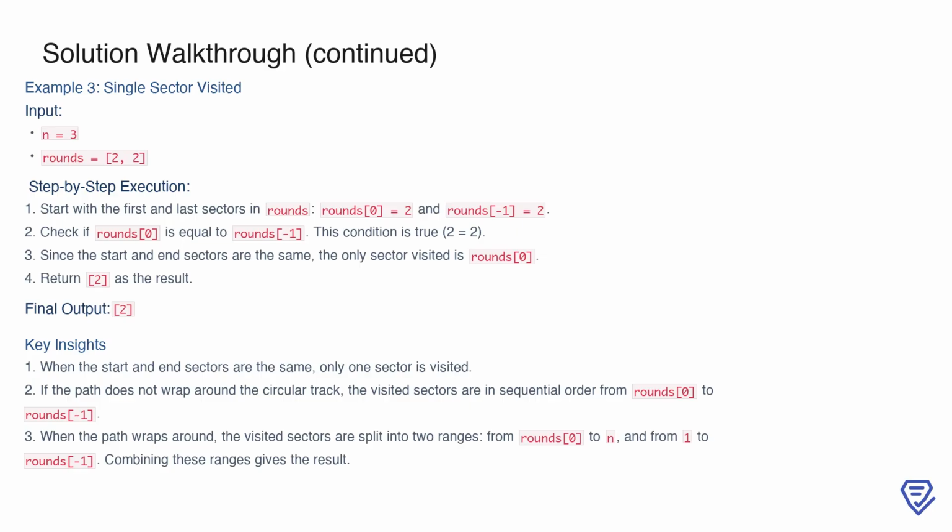Additionally, we've now seen how the problem handles three scenarios: paths without wrapping, paths with wrapping, and paths where only one sector is visited. These insights can help us generalize the solution for any input.